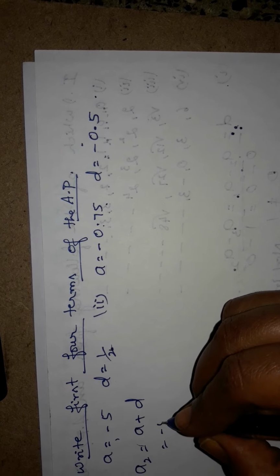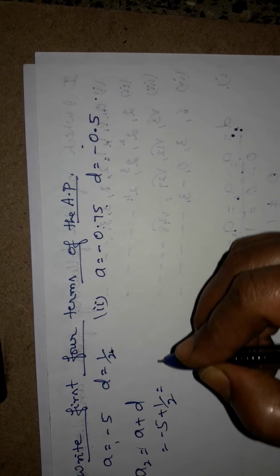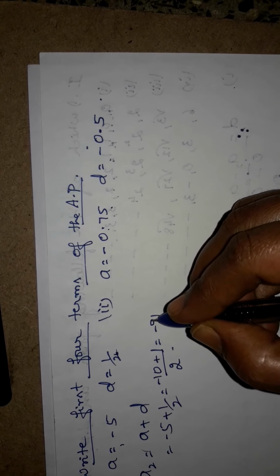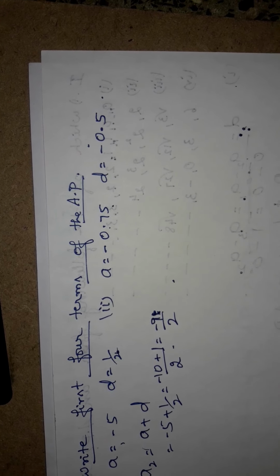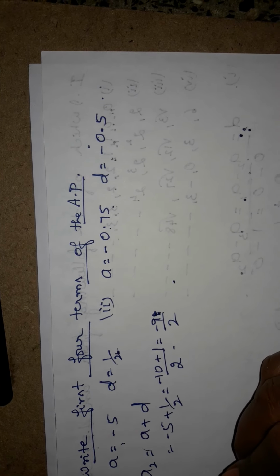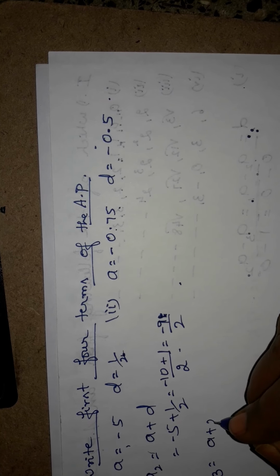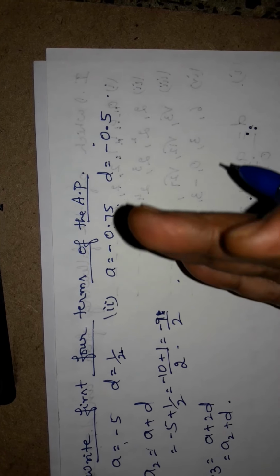A2, I told that only. A2 equals A plus D. Minus 5 plus half. Take the LCM 2, minus 10 plus 1. That is minus 9 by 2. Next, A3 you find out. A3 is equal to, we can take A plus 2D, or A2 plus D also you can take. By adding the common difference to the term, we are getting the next term.